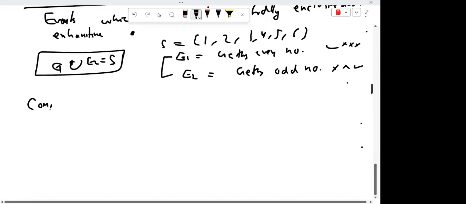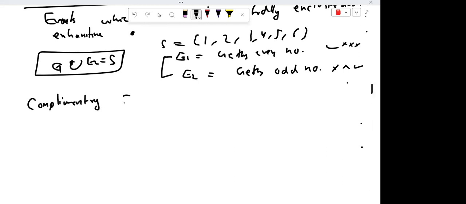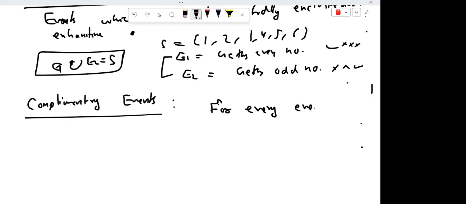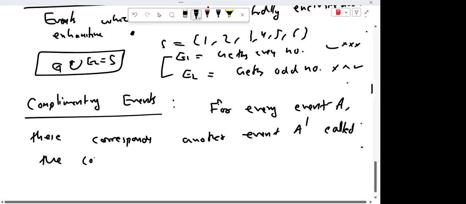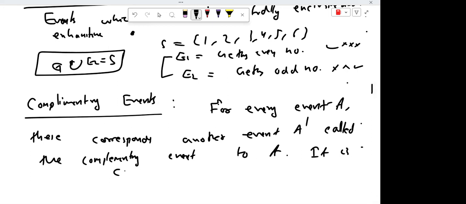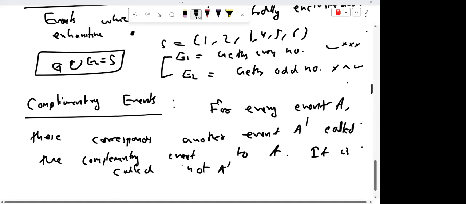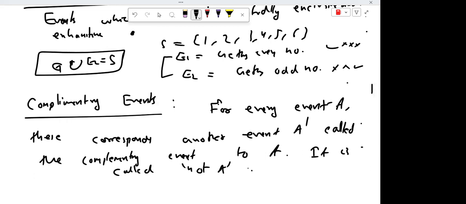Next one is complementary events. For every event A, there corresponds another event A dash, called the complementary event to A. It is called not A. Okay? Getting an even number, so not even number would be getting an odd number. Okay, so A and A dash.